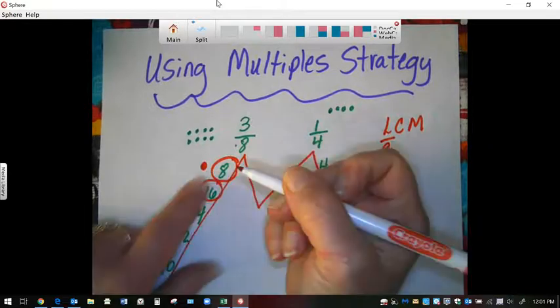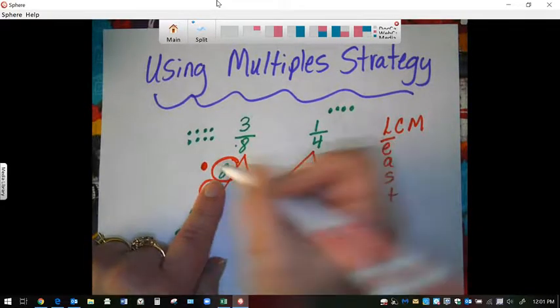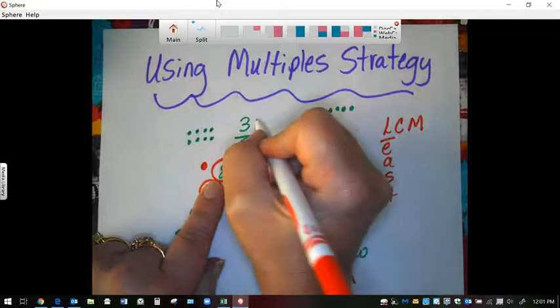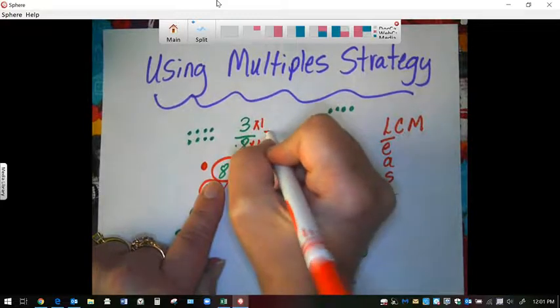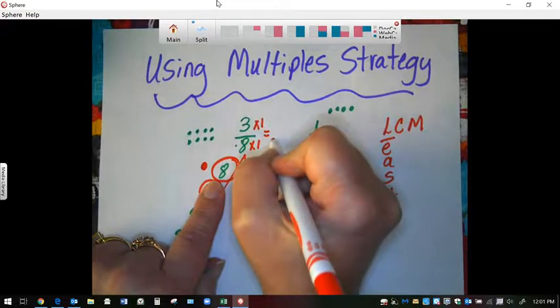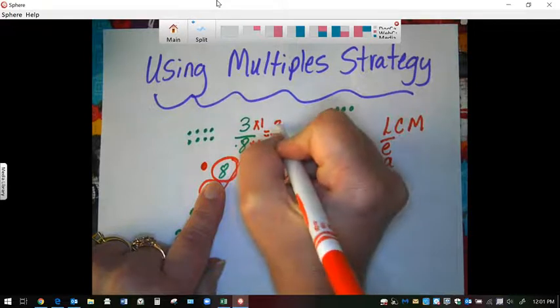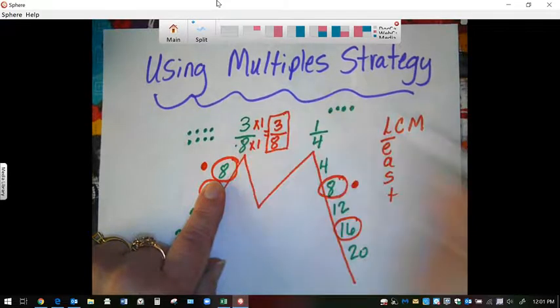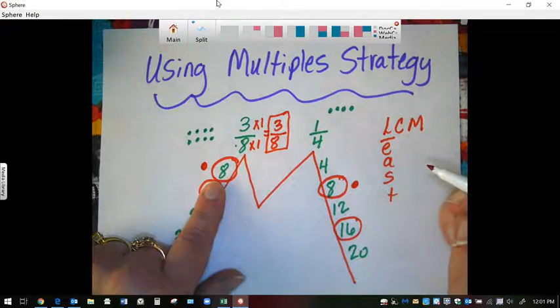And we're going to look to see how many dots we wrote. We only did 1, so you can do times 1. What you do to the bottom, you do to the top. 8 times 1 is 8. 3 times 1 is 3. And our fraction that we're going to compare is 3/8.